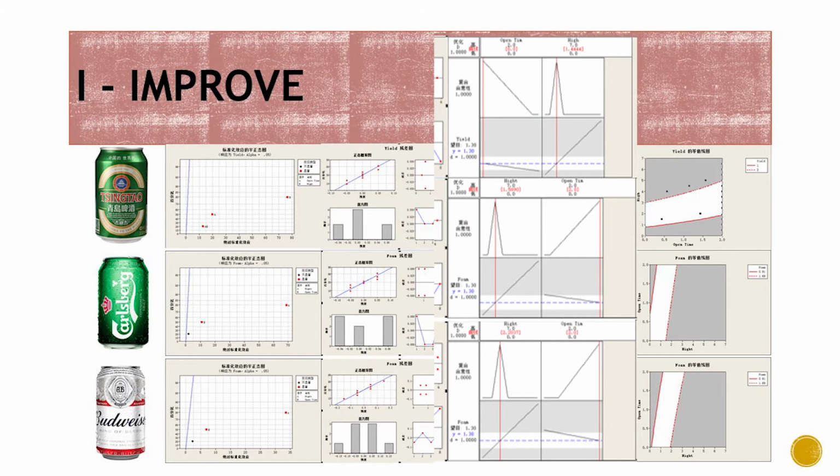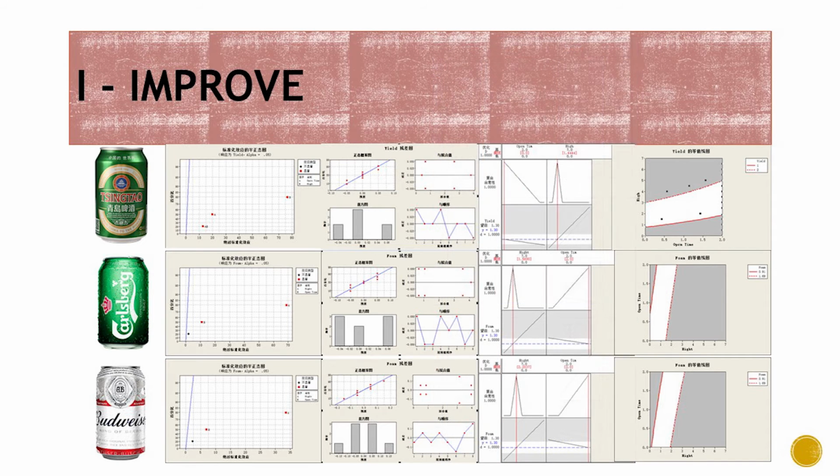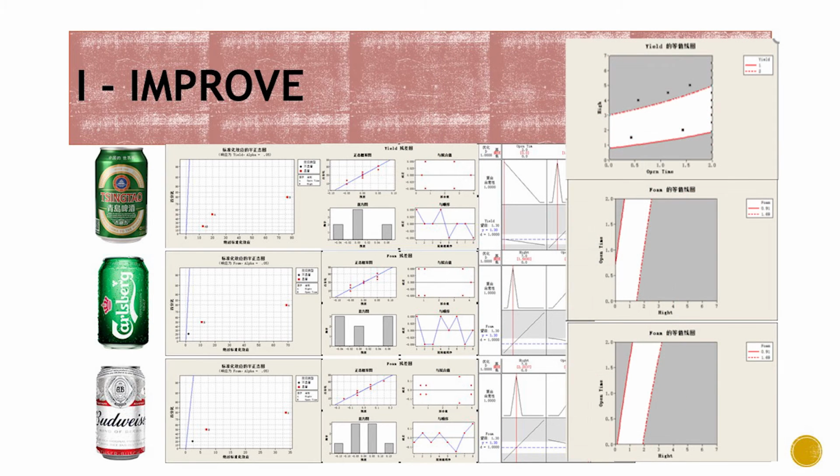In the response optimization plot, the red lines indicate the volume to hit our target, which is also used in the control phase. And the white area in the overlaid contour plot shows the volume range to produce acceptable results.